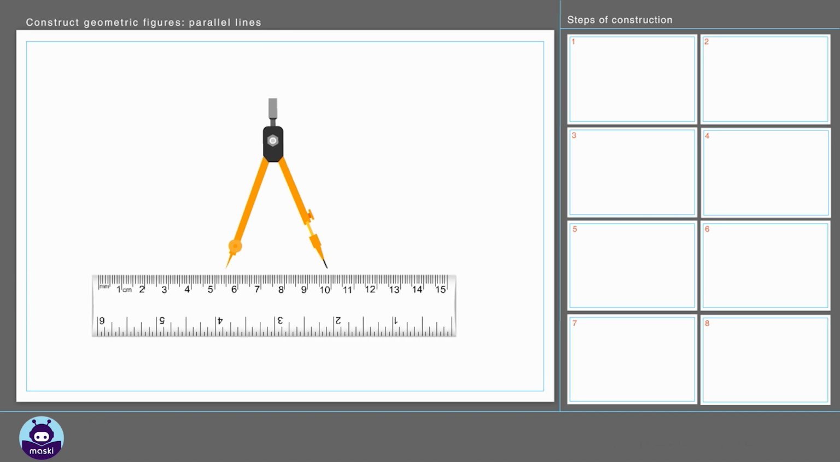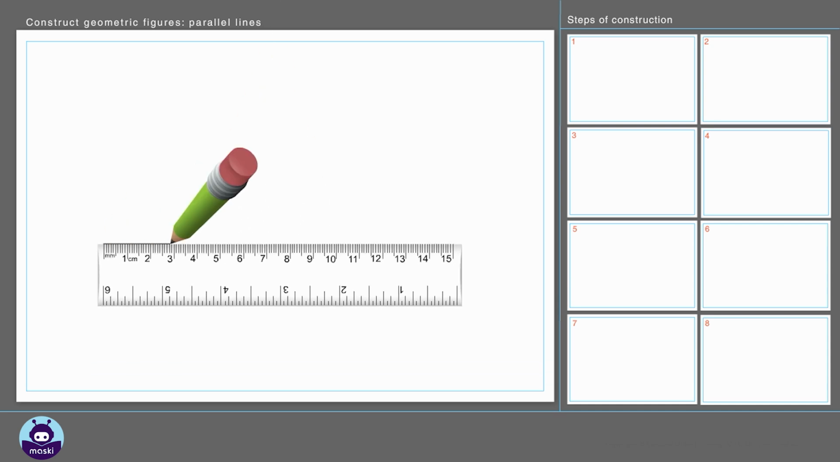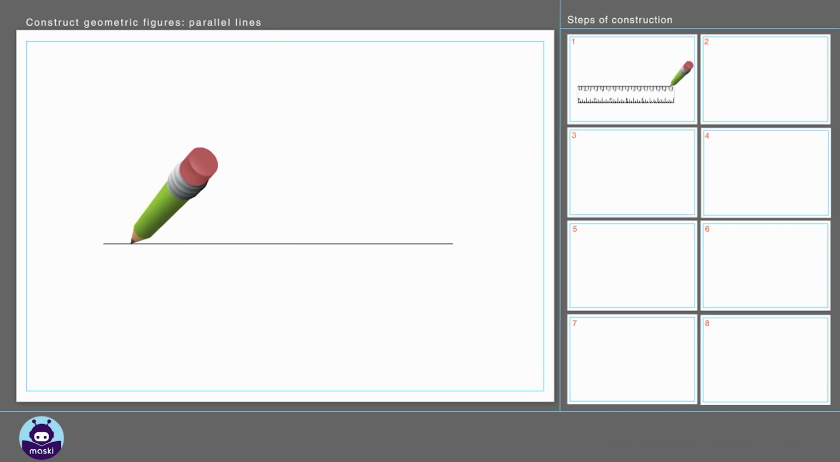Geometric figures, parallel lines. Let's learn to construct parallel lines PQ and RS using a compass and a ruler. We start by drawing a line using a ruler. Mark the endpoints of line segment PQ as shown. We also mark a point R off the line as shown.